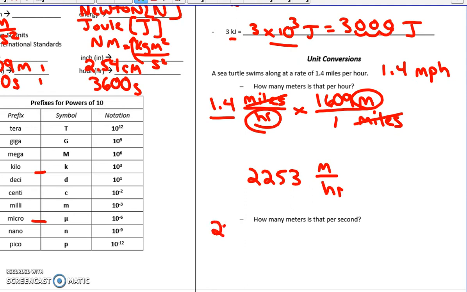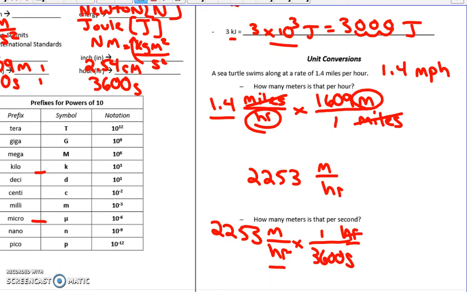So now I have the 2253 meters over hours, and I want to get rid of the hours and get it into seconds. So I'm going to put hours on the opposite side of where it currently is. It's currently in the denominator, so I'm going to put it in the numerator. And 1 hour is 3,600 seconds. So now hours cancel out. I am left with meters over seconds.